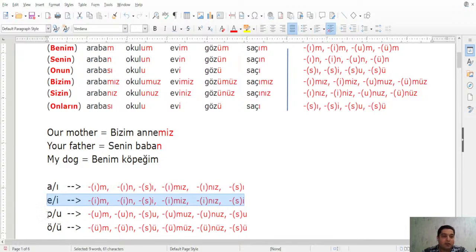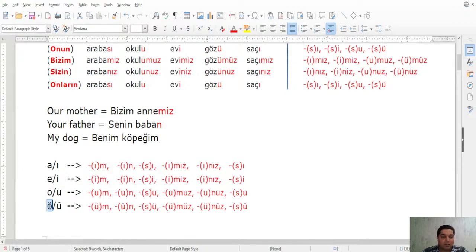If the last vowel in the noun is o or u, you will go with u only. Okay, it will always be everywhere um, un, u, umuz, unuz, and so on. At last, if the last vowel in the noun is ö or ü, then all your possessive endings will be üm, ün, ü, ümüz, and so on and so on. So that's basically the rule how you choose between im, ım, um, üm and so on. I hope it is clear for the possessive structure right now, right?